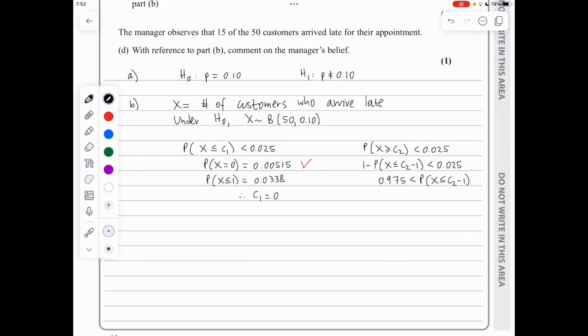Again, on my calculator, I plug in different values. I notice that the probability of X being less than or equal to 8 is equal to 0.9421, and the probability of X being less than or equal to 9 turns out to be 0.9755. Remember, we're trying to get something which is greater than 0.975, and therefore we will go for 9. So we conclude that C2 minus 1 is 9, and therefore C2 is 10.